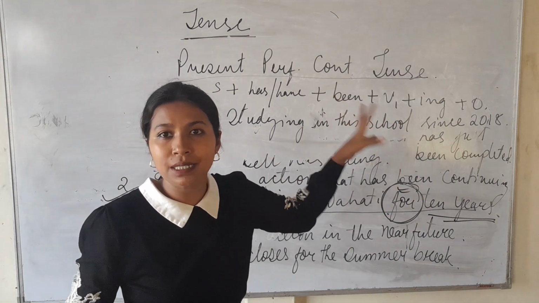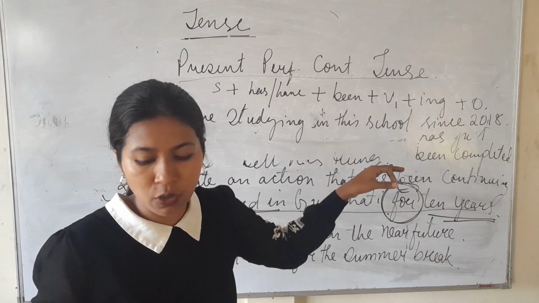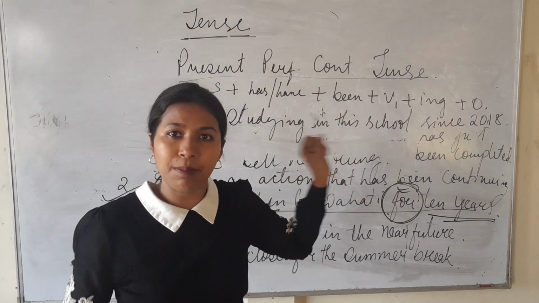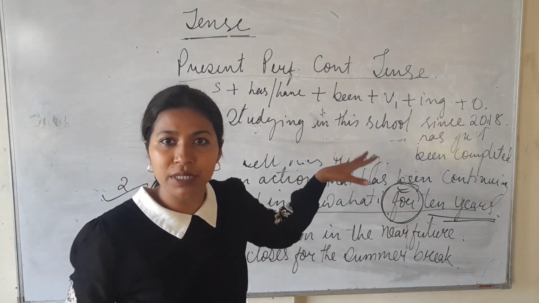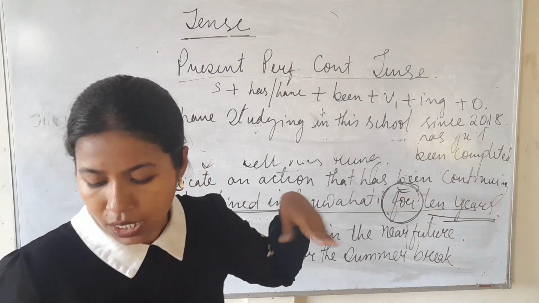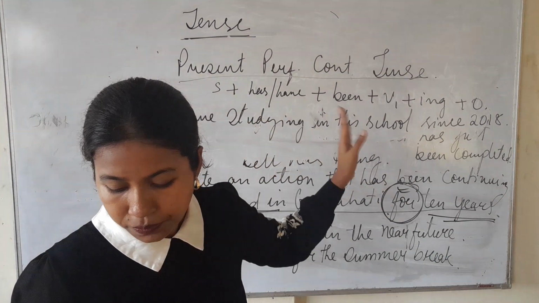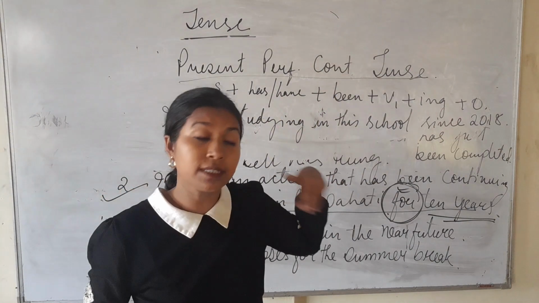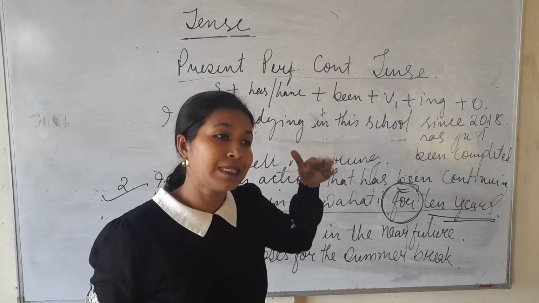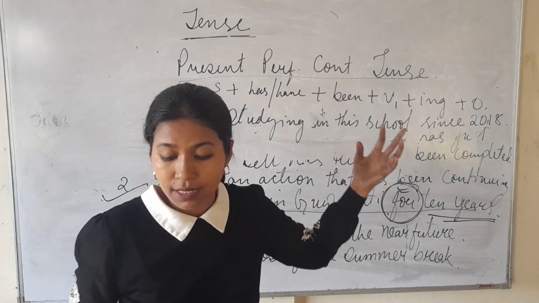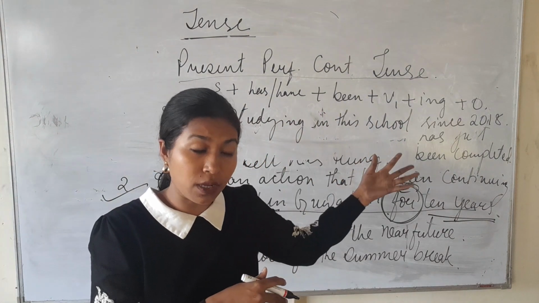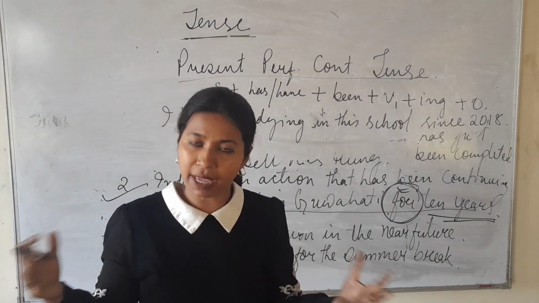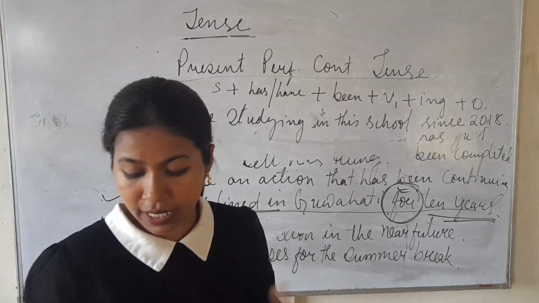So basically, since and for are used in present perfect continuous tense, and they are a must. In present perfect, they may sometimes not be used, but in present perfect continuous tense, since and for are used. One example is given. I told you present perfect continuous tense is an action which started sometime in the past, not long ago also, and then in the present it is continuing, and in the future it may extend. That is present perfect continuous tense.